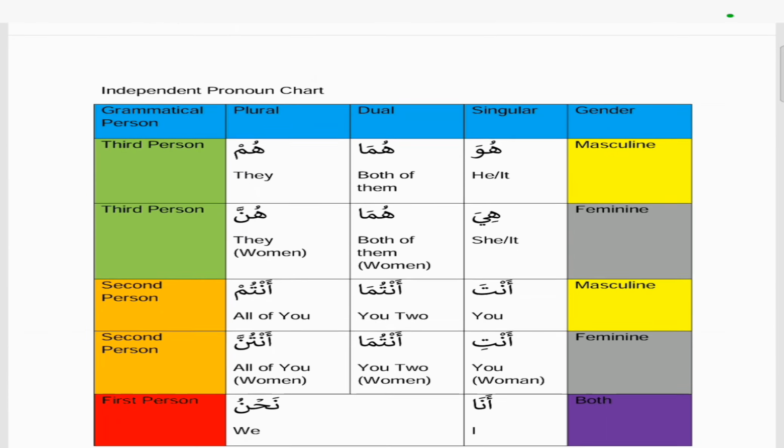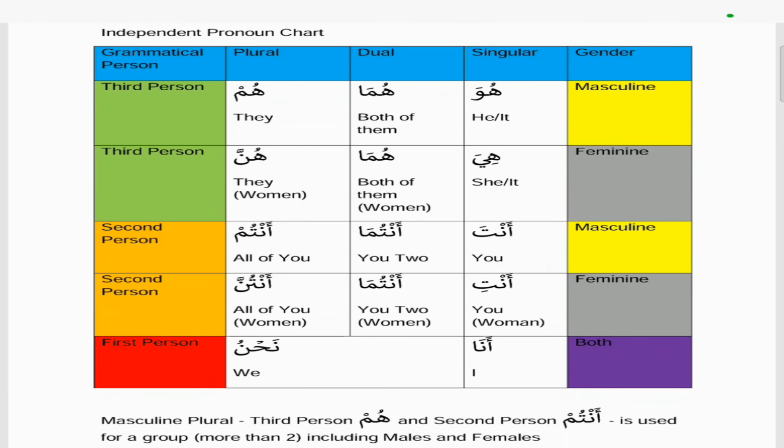Independent pronoun chart. If we start from the right side, the singular masculine, we start with the first one, which is huwa. And this means he or it. And then the next one to the left, the dual masculine, is huma, and that means both of them. And then the plural masculine is hum, which means they. All of this is obviously the third person, because we're talking about people that are far away.